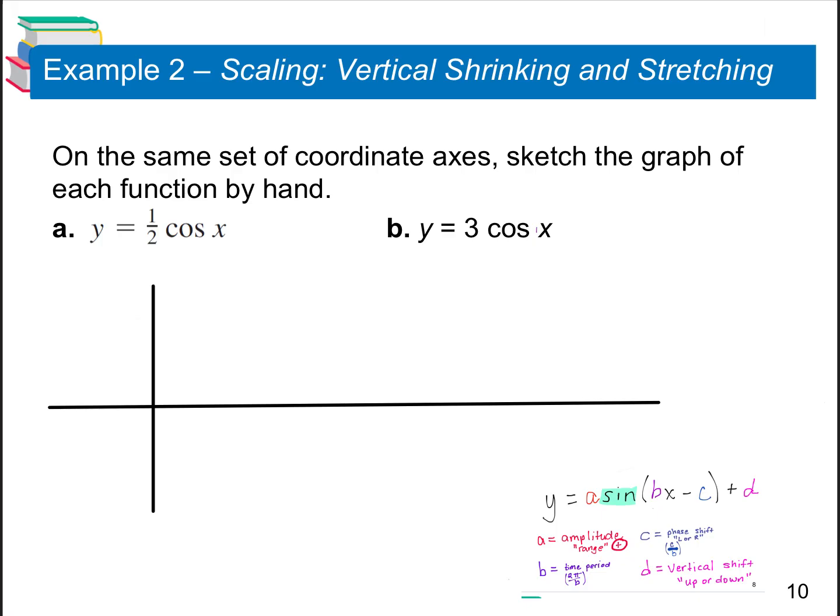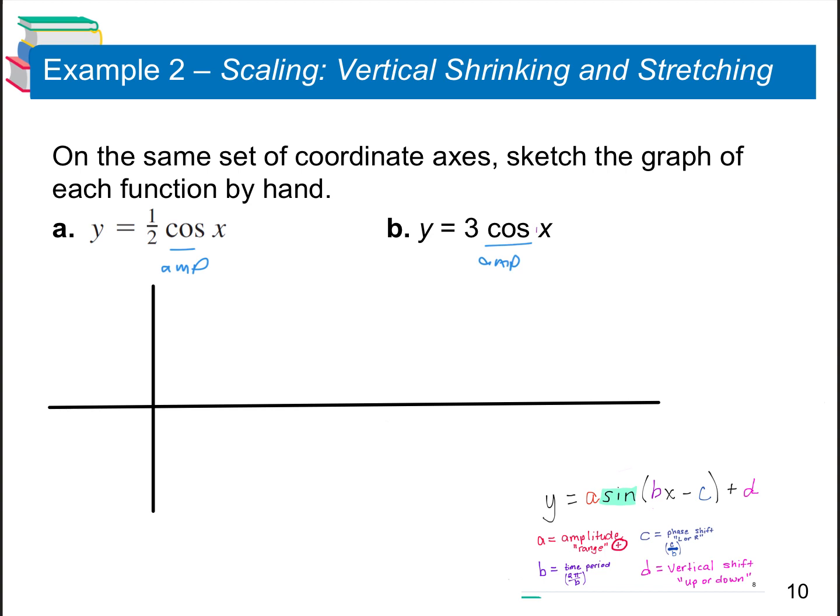Yes, ma'am. Sorry. All right, what kind of a function are we talking about here? Cosine, all right? How is this different? What's the first thing we could tell ourselves? Where is this graph and this graph going to start? At the amplitude. Good. It's not going to start at the axis. It's going to start at the amplitude.